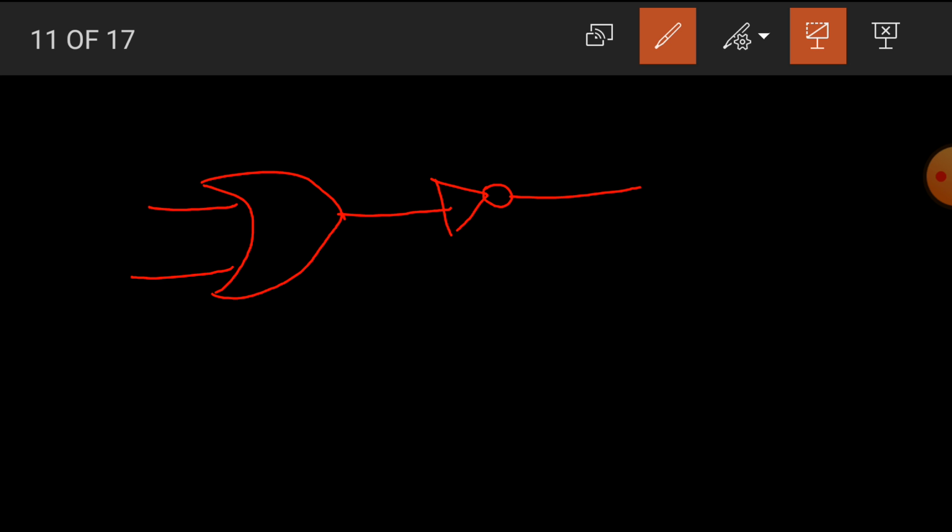How is it constructed? Let's see. This is the two-input OR gate. It is connected with the NOT gate. That means A and B are the inputs of the OR gate. At the output of the OR gate, we get the addition of A and B. At the output of this NOT gate, we get its complement, A or B, (A+B) bar.